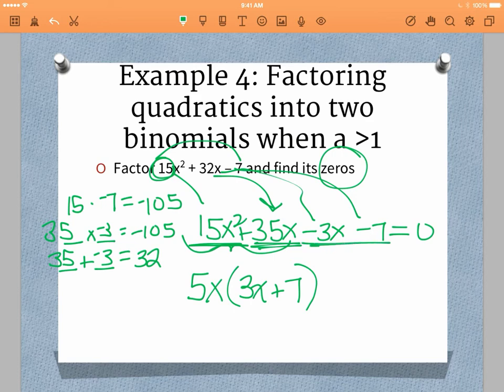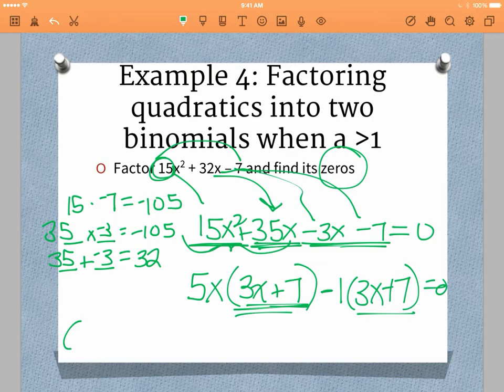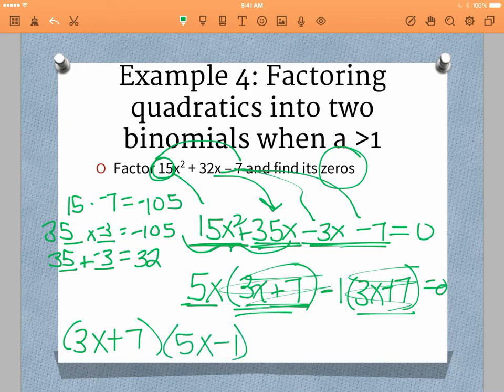Now notice this is almost exactly the same as 3x plus 7, but it has a negative 1 in it, so take out a negative 1. And then you have two exactly the same parentheses, which is what you want. So when you take out that parentheses, you're left with 5x minus 1, and that's what you write here. And then you set them both equal to 0. When you set them both equal to 0, let's make a little bit more space here.